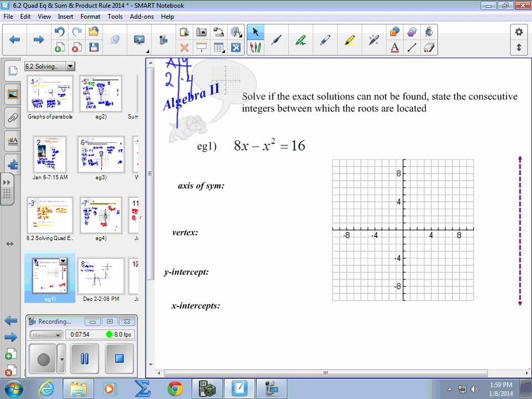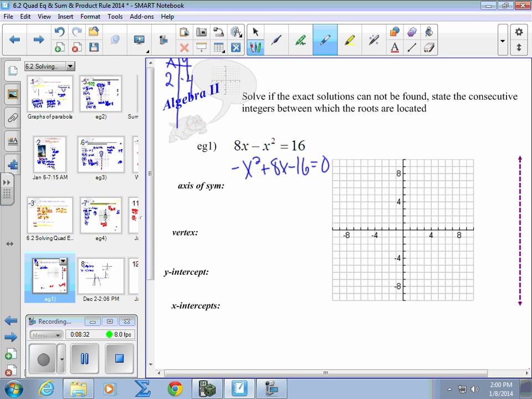If it's in the form that's written up here, 8x minus x squared is equal to 16, the squared term needs to stay on the side of the equation that it is on because you're graphing it. So I would rearrange the order of this: negative x squared plus 8x minus 16 is equal to 0. I would not move the squared term to the other side of the equation. You want to leave it where it is because it determines whether it faces up or down.